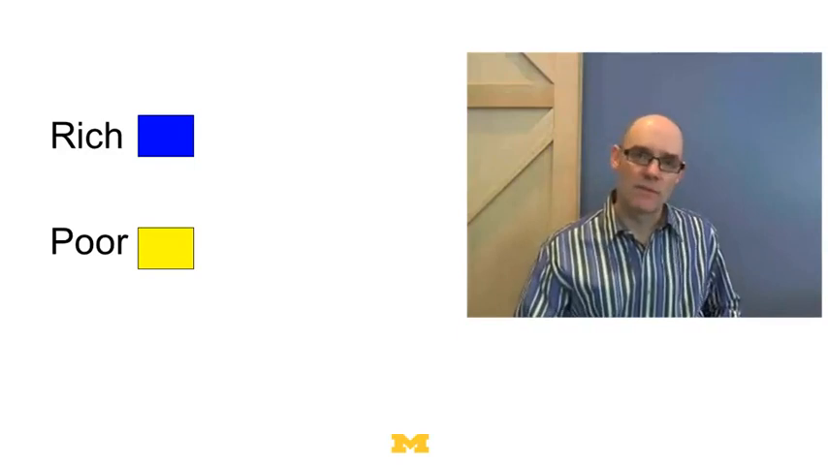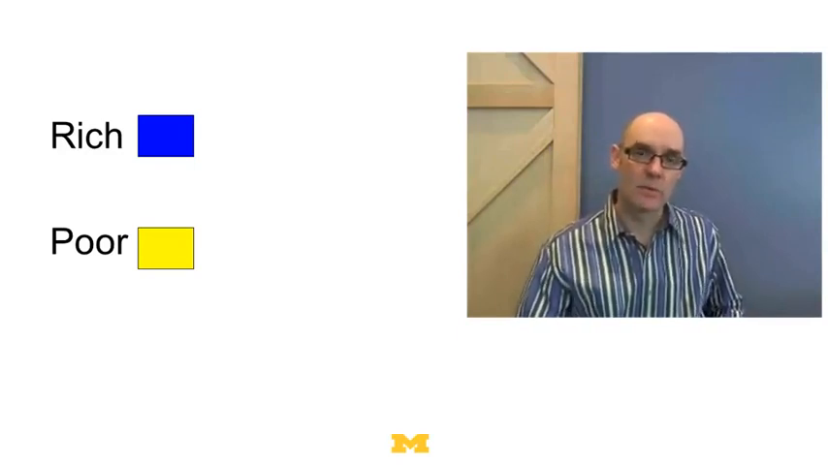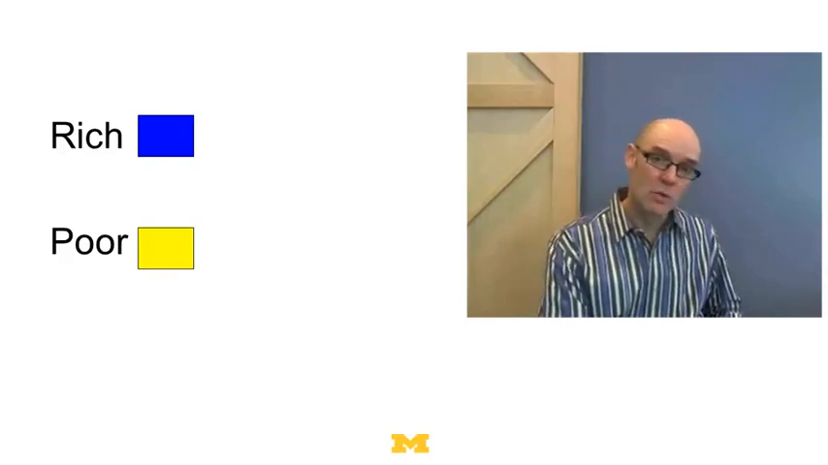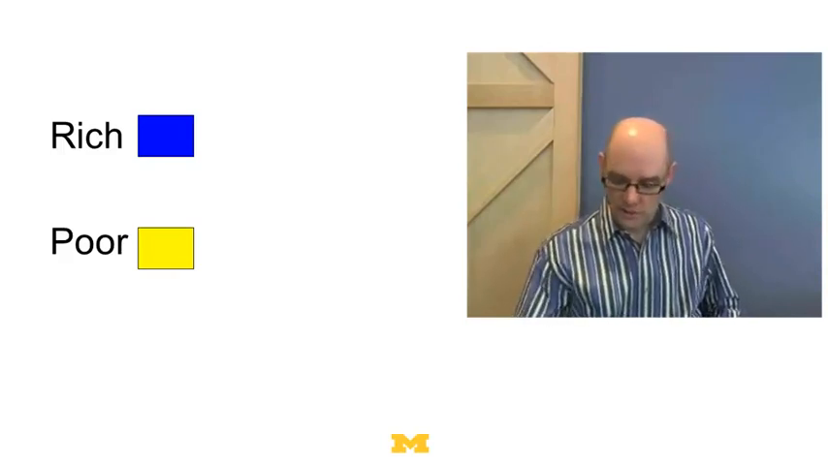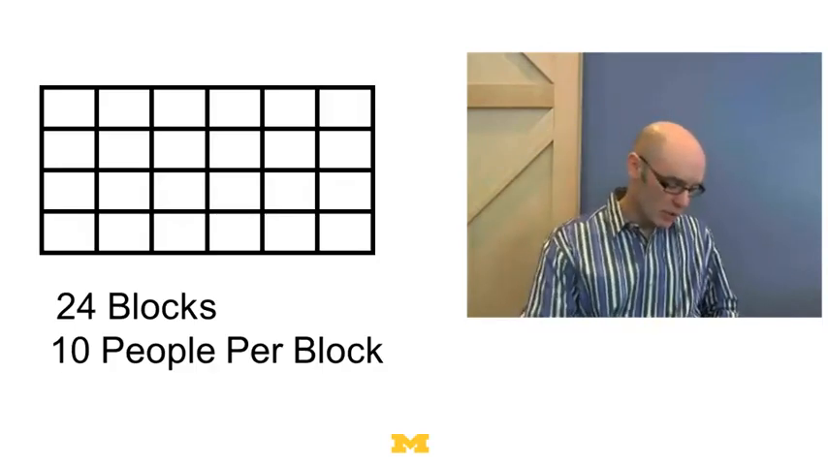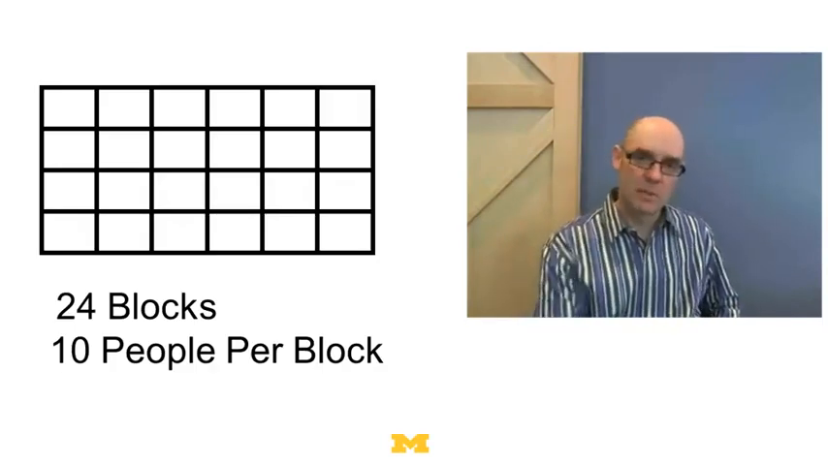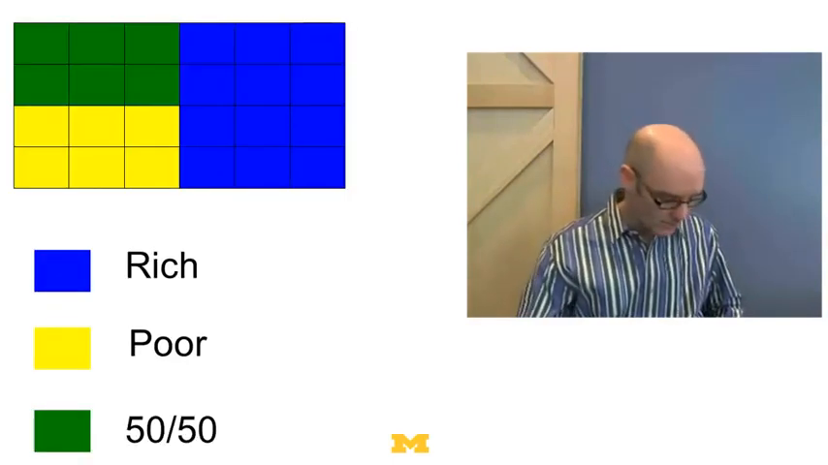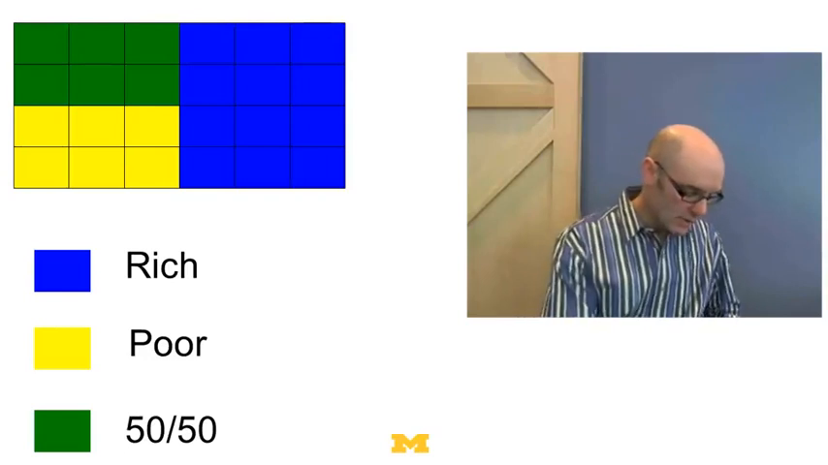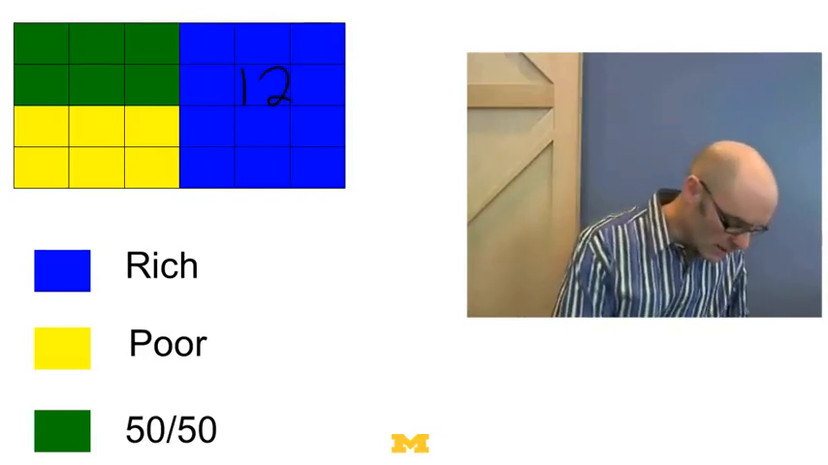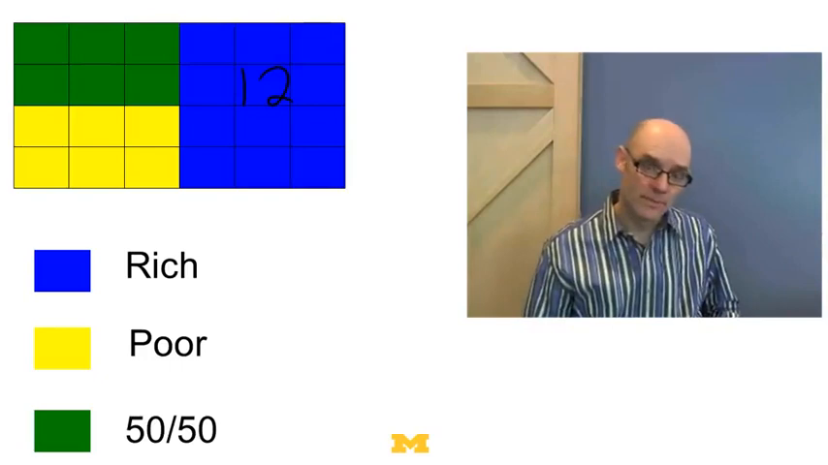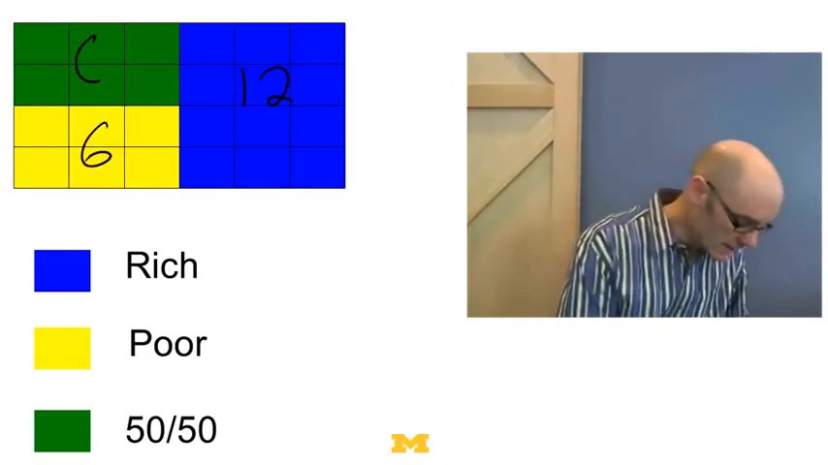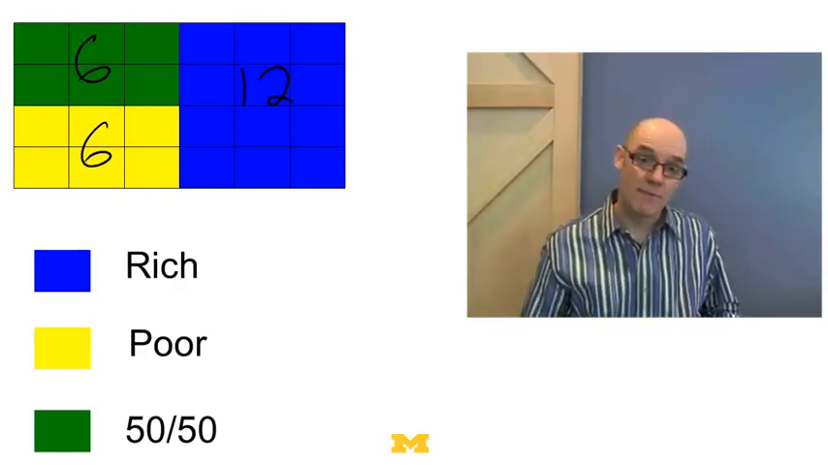So we're going to construct a very simple measure called the index of dissimilarity, and we're going to do it with just two types of people, rich people and poor people. I'm going to represent rich people with blue dots and poor people with yellow dots. Now I'm going to place these people on a grid, so I'm just going to have a 24 city block area here, and in each block I'm going to put 10 people. Let's suppose that in 12 of these blocks I put all rich people. And in 6 of these blocks, I put all poor people. And in 6 of these blocks, I put half poor, half rich.